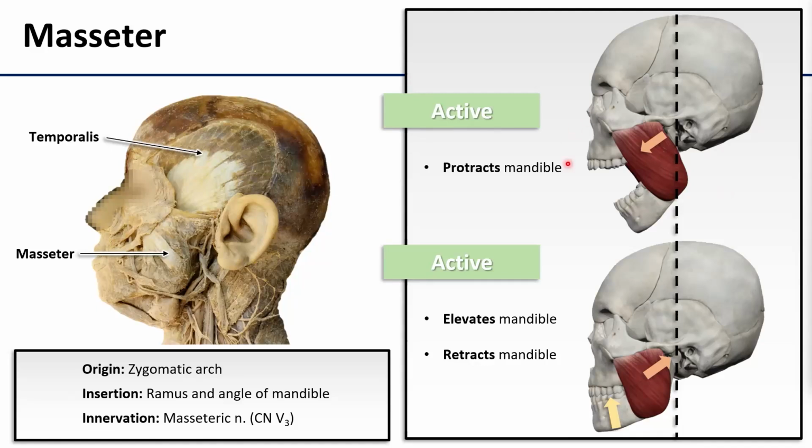So when the mouth is open in our top image here, the masseter muscle will provide some protraction. When the mouth is closed, the masseter elevates the mandible and retracts the mandible to pull it into this position. Its innervation, just like temporalis, is going to be a branch of V3. This time it is the masseteric nerve.